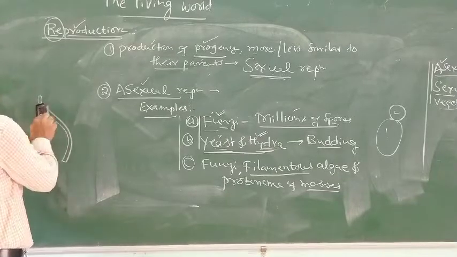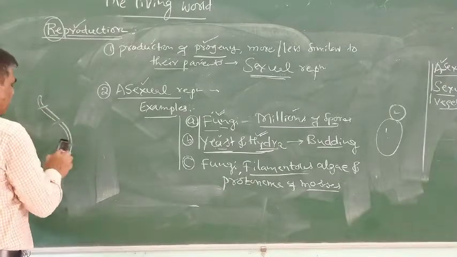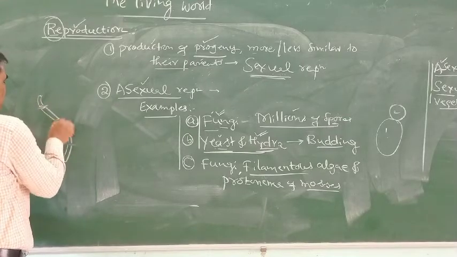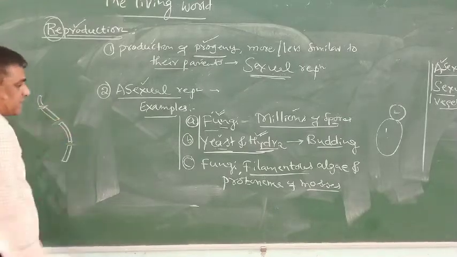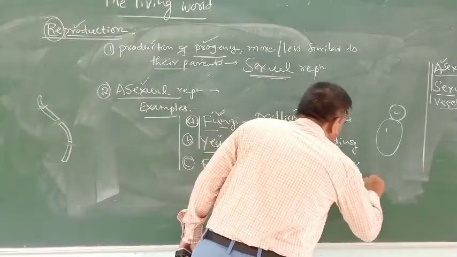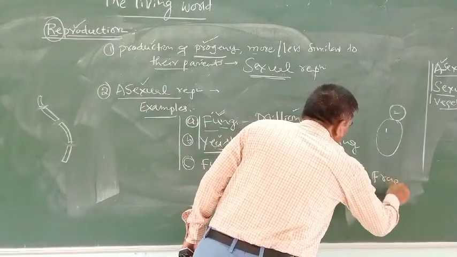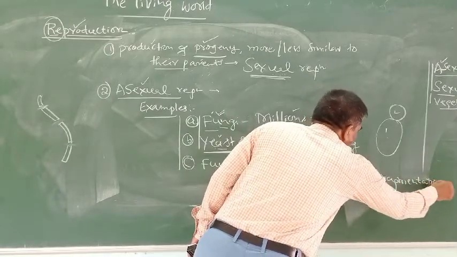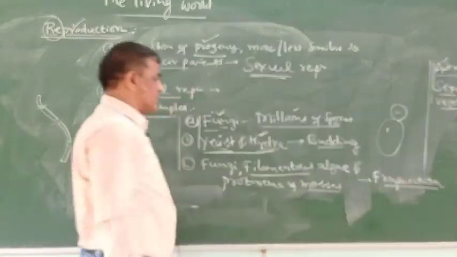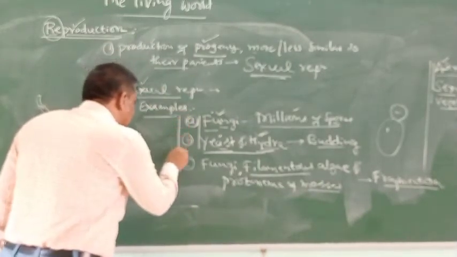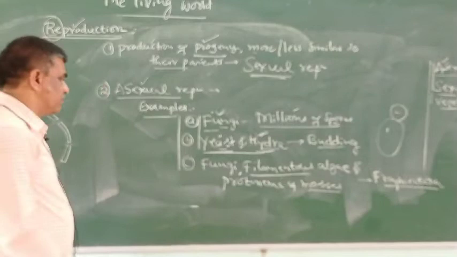This body is broken down into small fragments. Now, like this, it is broken down. The body is broken down into small fragments or small pieces. Therefore, here asexual reproduction takes place by the process of fragmentation. So it is a kind of asexual reproduction. In this way, we can understand that reproduction takes place differently.